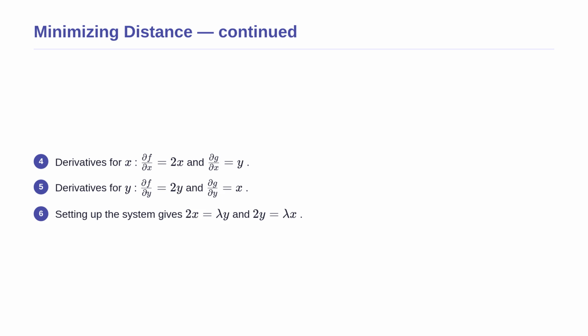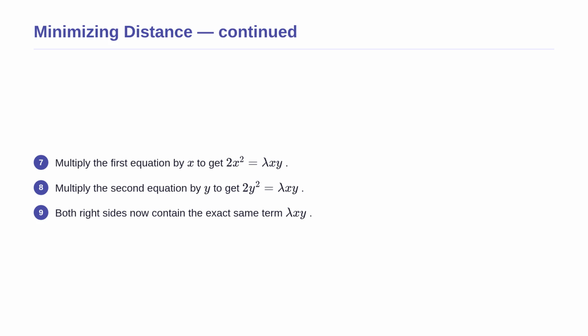These equations look very symmetric, which gives us a hint on how to solve them. To solve this symmetric system, we use a clever algebraic trick. We multiply both sides of the first equation by the variable x, which gives us 2x squared equals lambda times x times y. Then we multiply both sides of the second equation by the variable y, giving us 2y squared equals lambda times x times y. We did this intentionally to force the right side of both equations to contain the exact same term. By making the right sides identical, we can easily connect the two equations together.